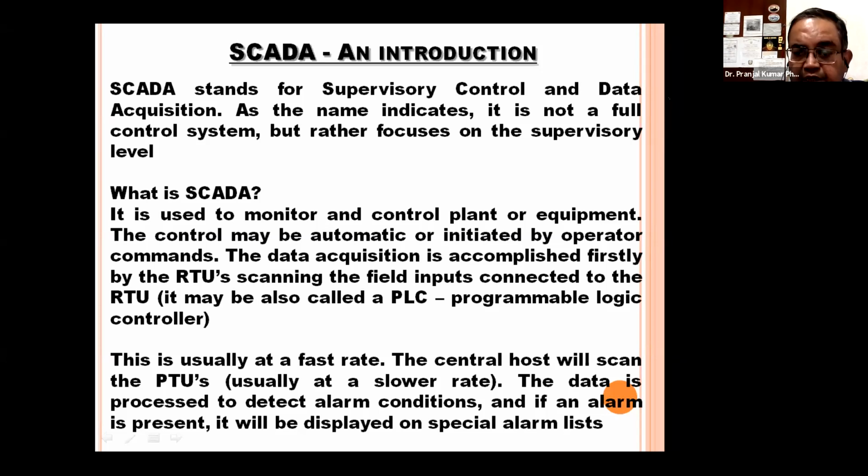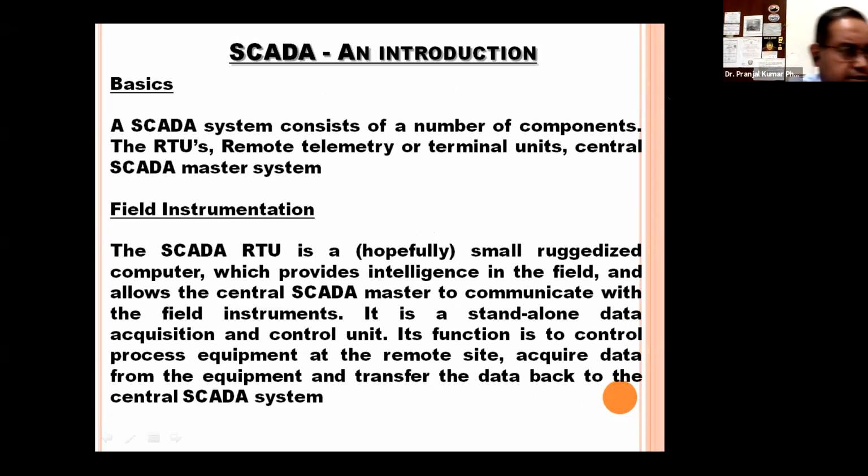Okay, it is usually at a fast rate. The central host will scan the RTUs, usually at a slow rate. The data is processed to detect the alarm conditions, and if an alarm is present, it will display it on a special alarm list.